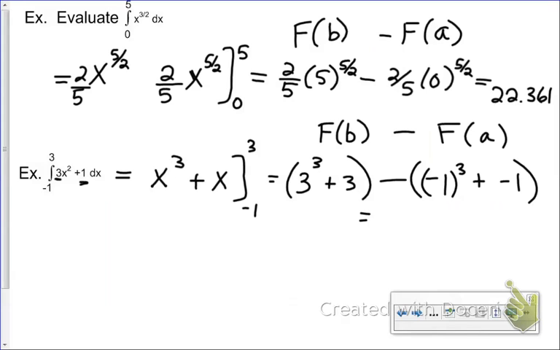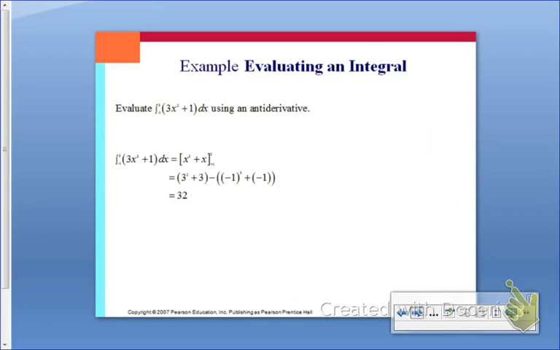What are we getting for a number? What's our area? 32. 32. Yep. Okay. That's it. That's our answer. That's our area. Questions so far? All right. Same thing there.